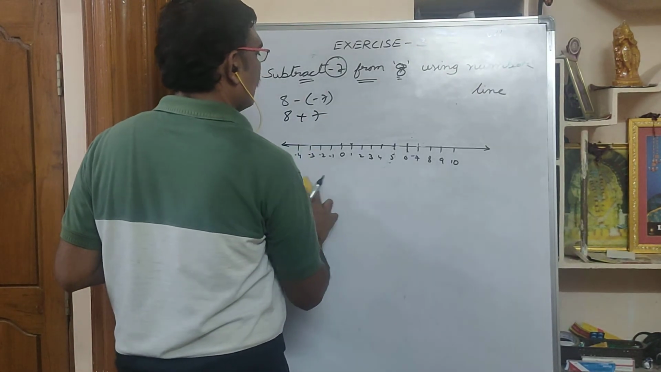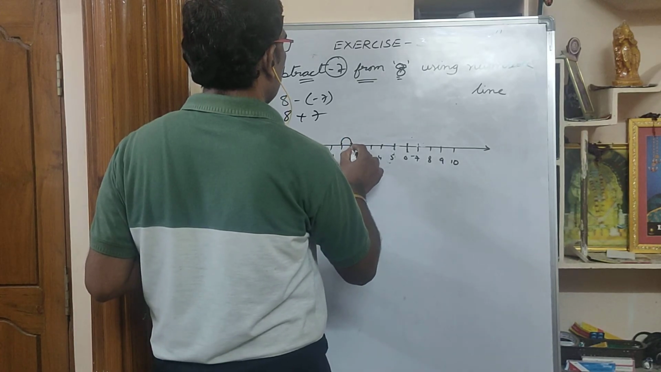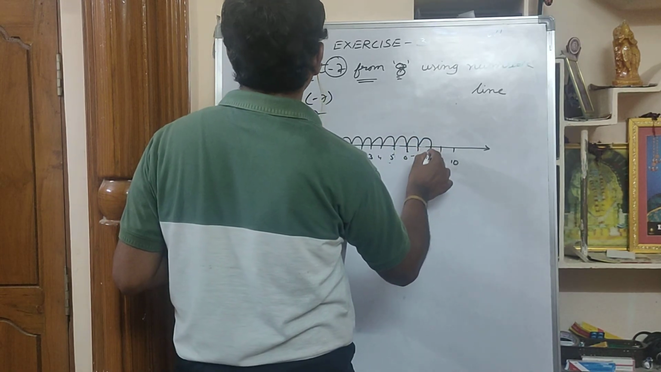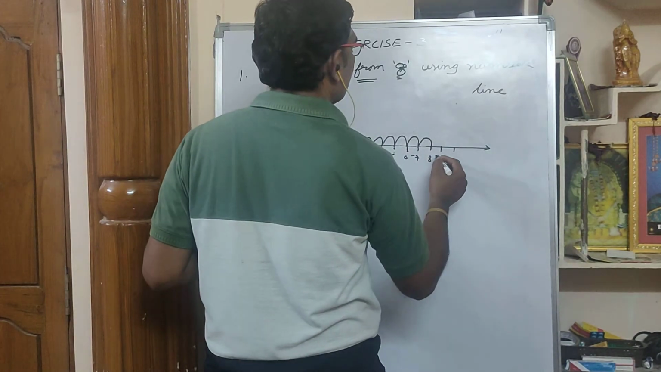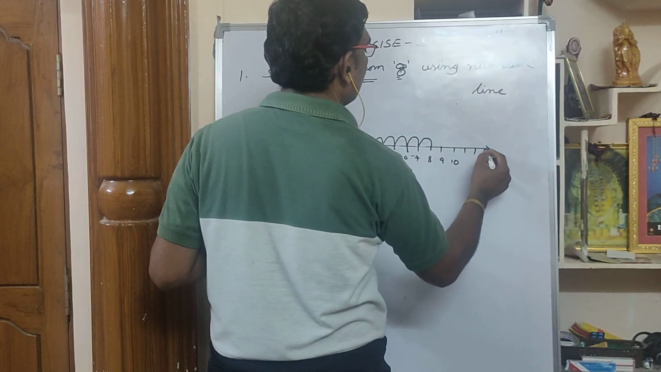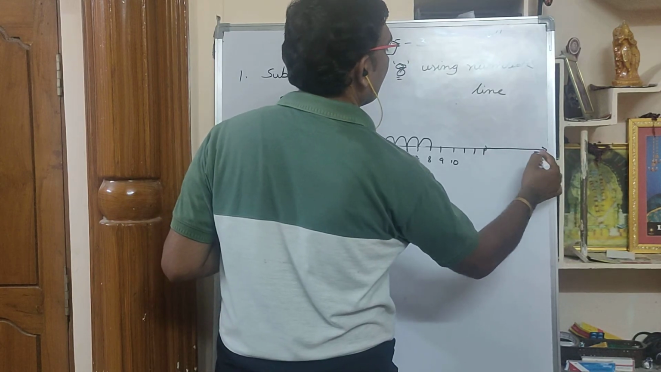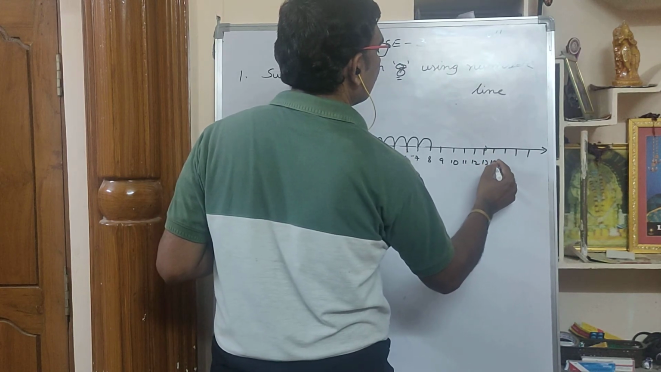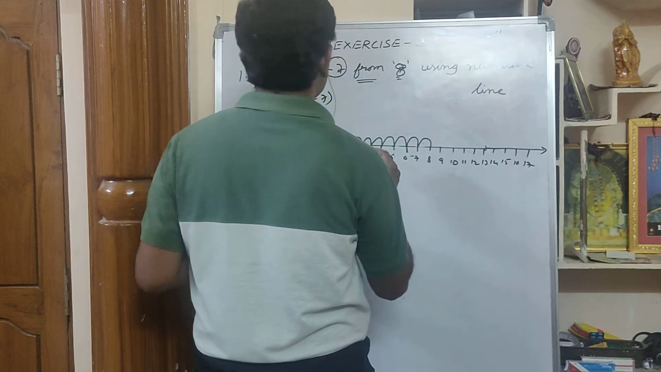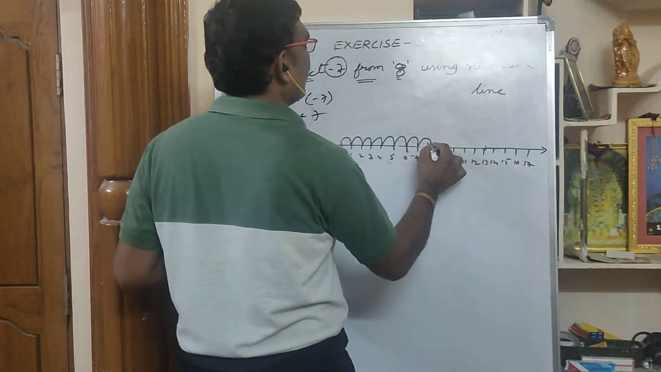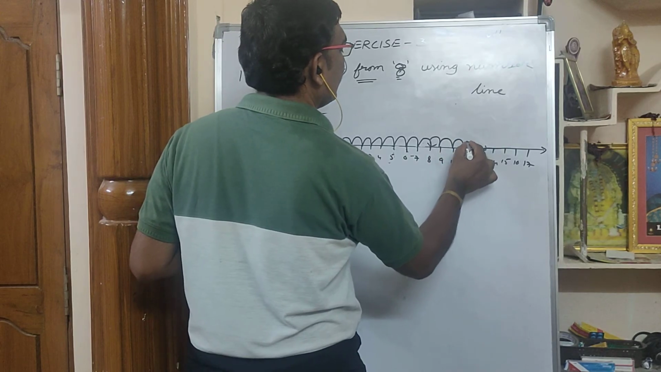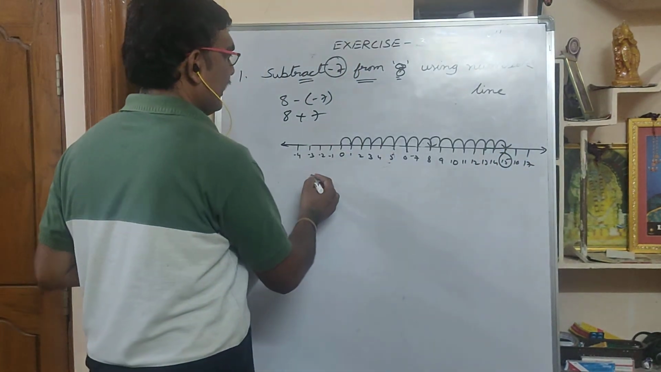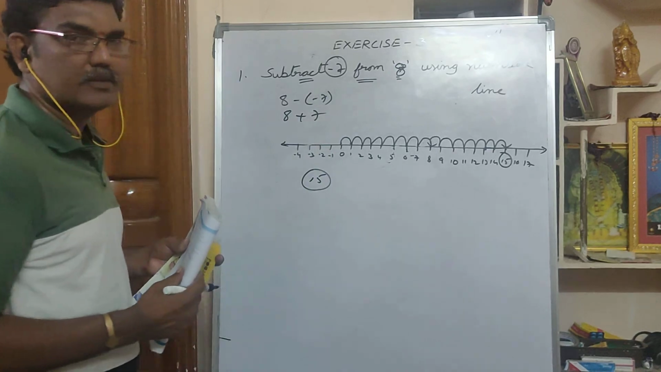So, 8 means again here like this. 1, 2, 3, 4, 5, 6, 7, 8, plus 7. 10, 11, 12, 13, 14, 15, 16, 17 like this. So up to here is 8 and 7. 1, 2, 3, 4, 5, 6, 7. What answer did you get here? 15. This is one method.